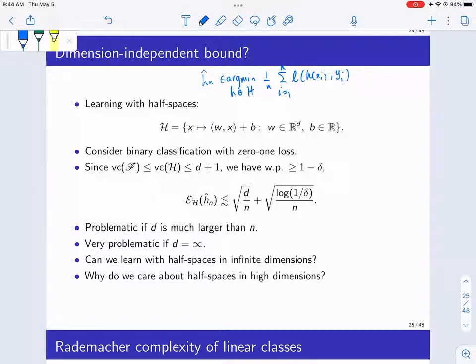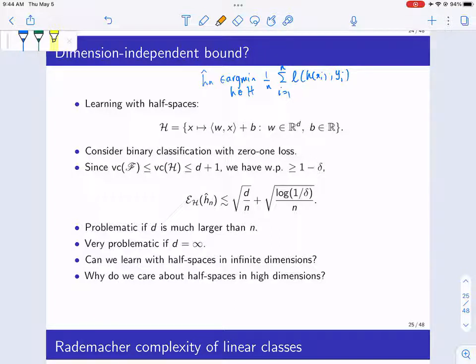And so if you plug in here, nu is proportional to d, so you get root d over n plus root log 1 over delta over n. This is fine if d is much smaller than n, or if d is fixed and n goes to infinity. But if d is much larger, or if d is infinite, then we have a problem. So we would like to learn half spaces in high dimensions and also in infinite dimensions if possible. So somehow we want to get rid of this by adding more assumptions on the distribution.